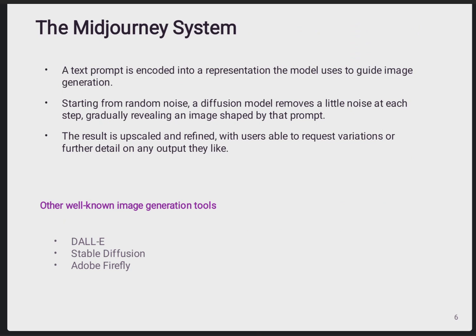The Midjourney system. A text prompt is encoded into a representation the model uses to guide image generation. Starting from random noise, a diffusion model removes a little noise at each step, gradually revealing an image shaped by that prompt. The result is upscaled and refined, with users able to request variations or further detail on any output they like. Other well-known image generation tools: DALL-E, Stable Diffusion, Adobe Firefly.